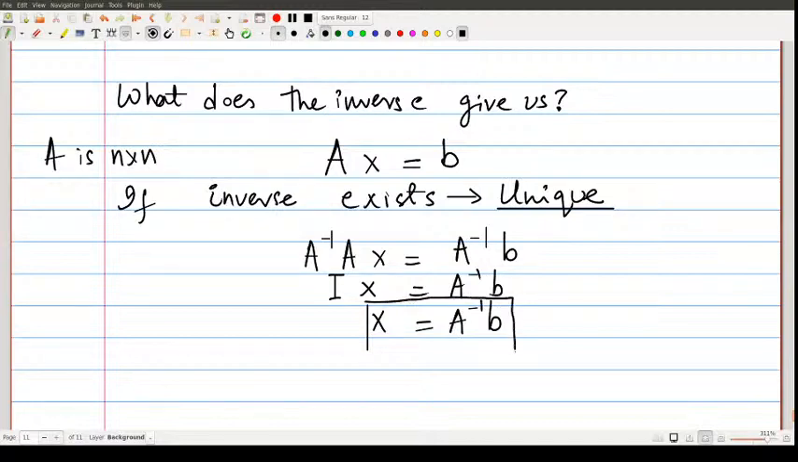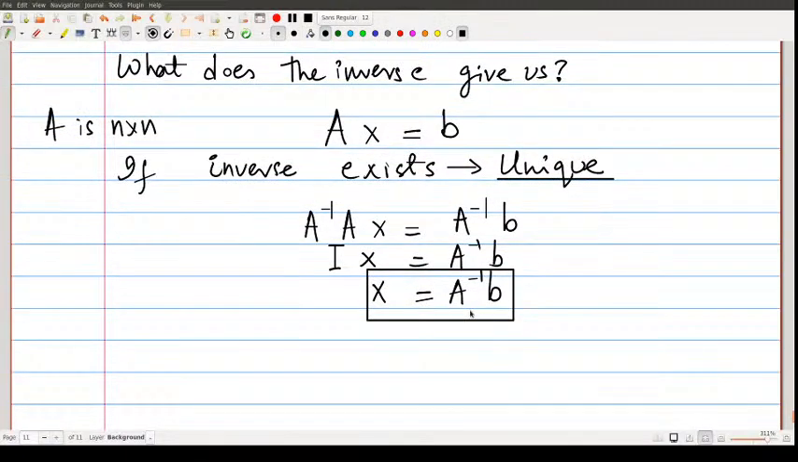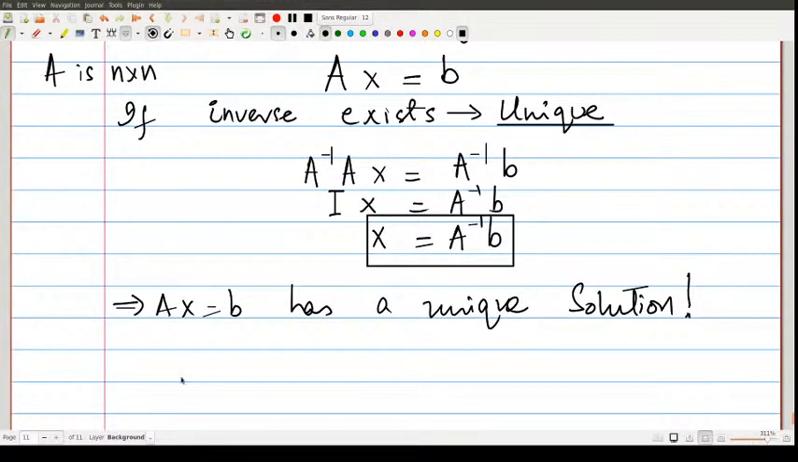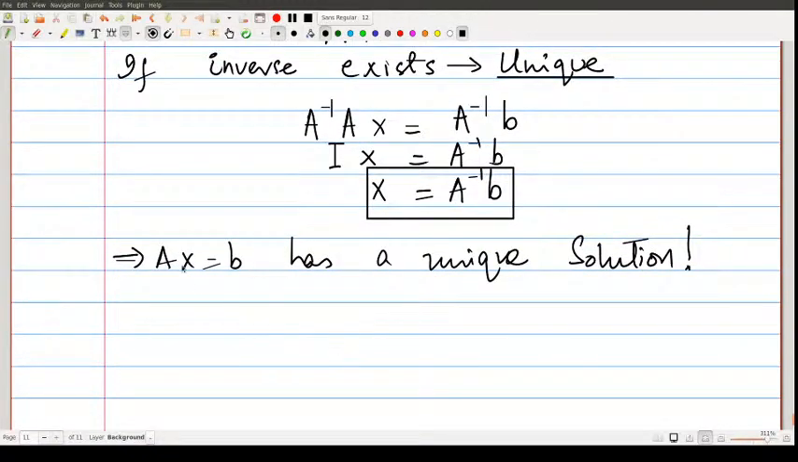And this gives me a nice little formula for solving the equation Ax equals B. It's telling me that when the inverse exists, Ax equals B has a unique solution. That's the important thing, that it has a unique solution when the inverse exists. When the inverse doesn't exist, then we have some issues, but as long as we have the inverse, we can find a unique solution of the problem. So this is coming back to the question of linear systems.